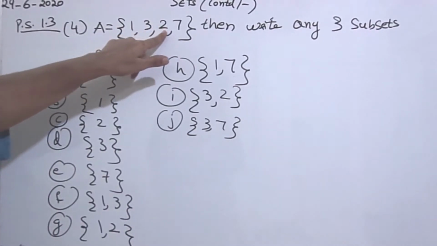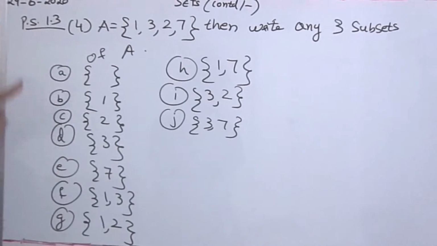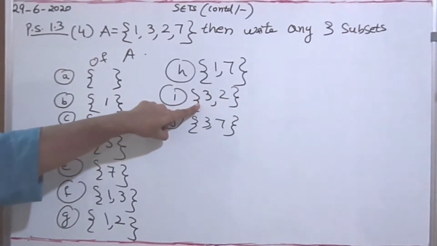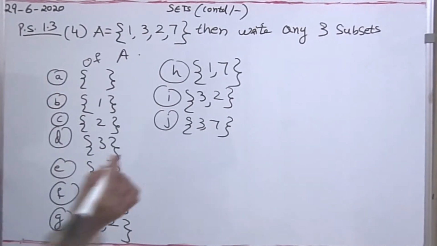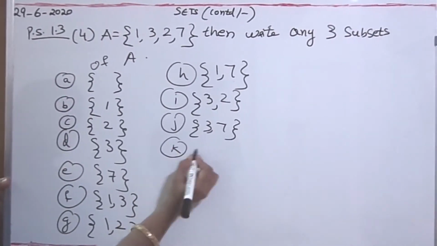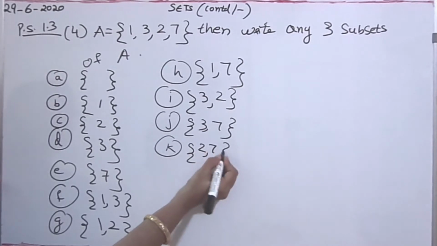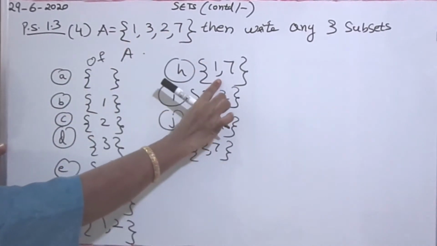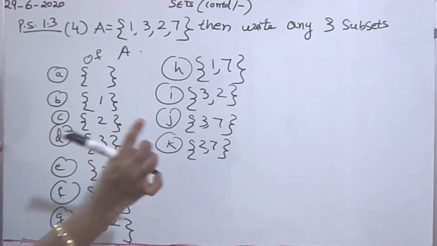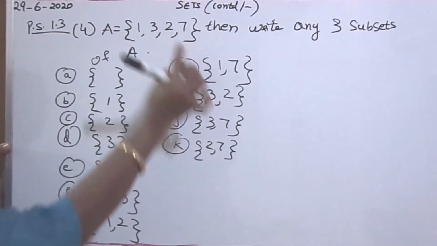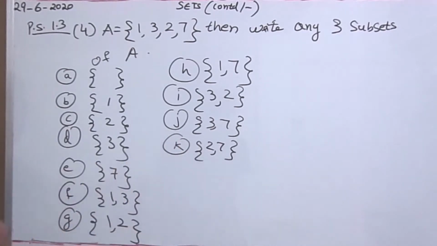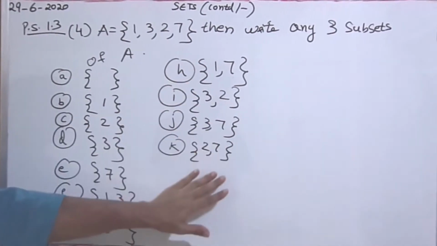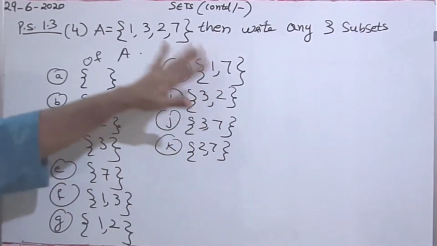Next number is 2. Now 2, 1 is already written here. So that we have considered. 2, 3 is already written here. So what is remaining is 2, 7. Next number is 7. 7, 1 is written here. 7, 3 is written here. And 7, 2 is also written here. So all the elements with 7 have been considered. So all the subsets with 2 elements are over.